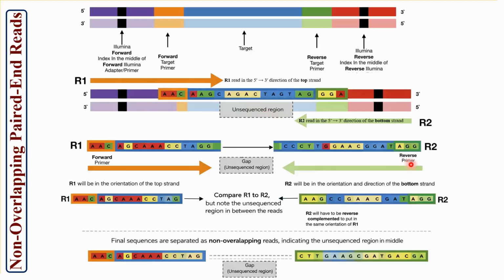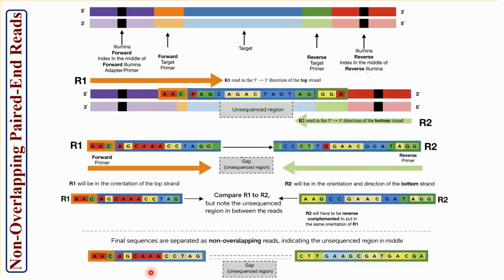This is the unsequenced region as we can see here. Now just like before, read 2 is in the reverse orientation as we can see here. So to compare read 1 and read 2, we reverse complement the read 2 to bring it into the same orientation as read 1 or R1. Once aligned, we can map both reads to the reference genome. Even though the middle region is missing, we still know that these two reads are connected. As we can see here, final sequences are separated as non-overlapping reads, indicating unsequenced region in the middle. And importantly, we also know the approximate distance between them.